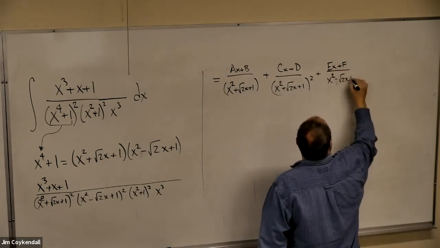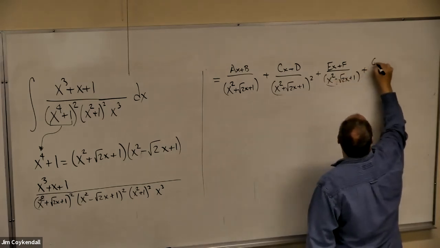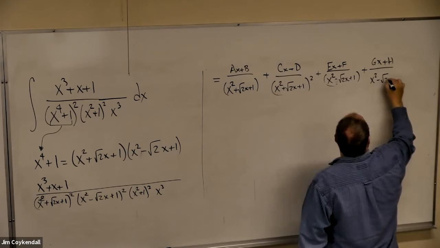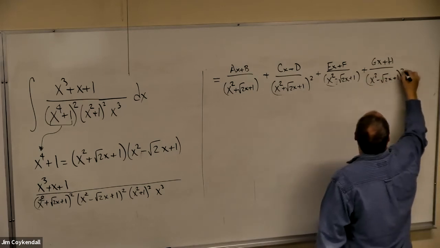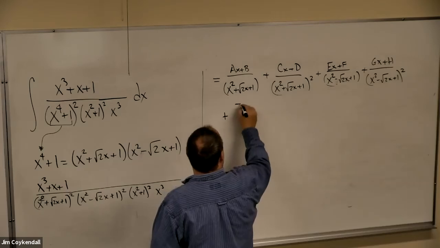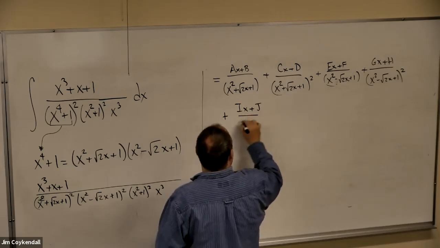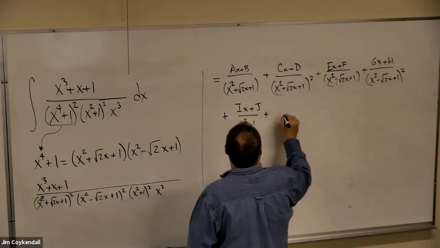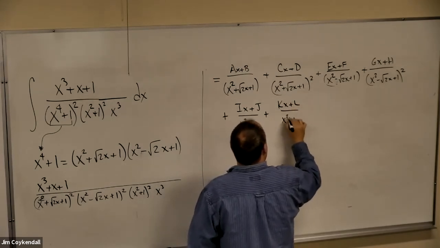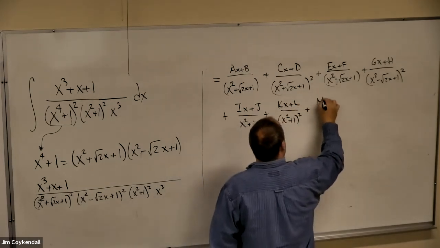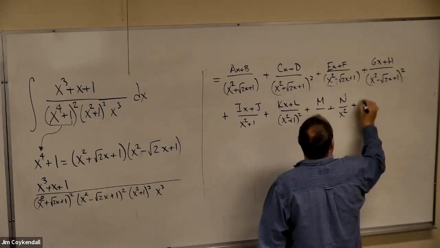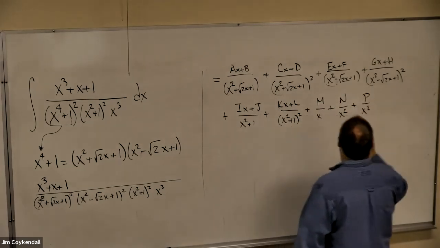now, plus 1) plus (gx + h) over (x squared minus radical 2x + 1) squared plus (ix + j) over (x squared + 1) plus (kx + l) over (x squared + 1) squared plus m over x plus n over x squared plus p over x cubed.